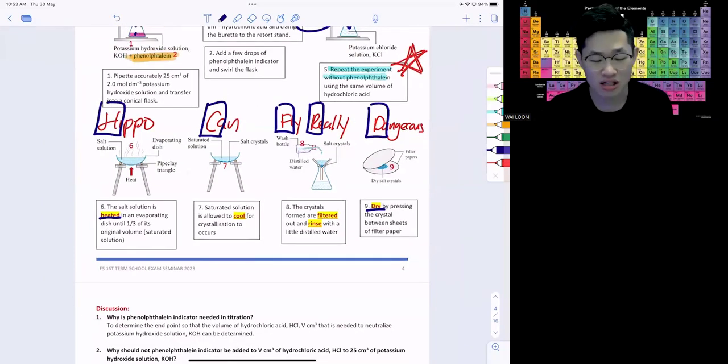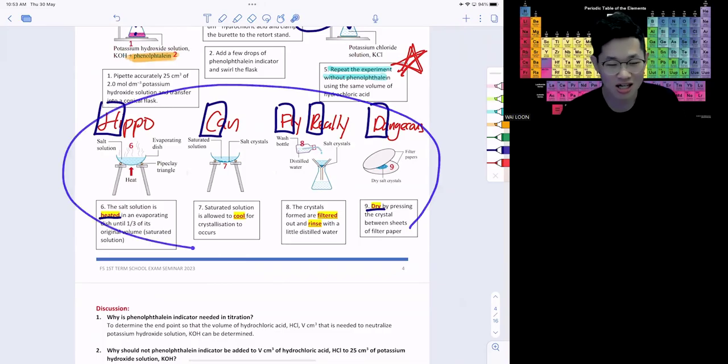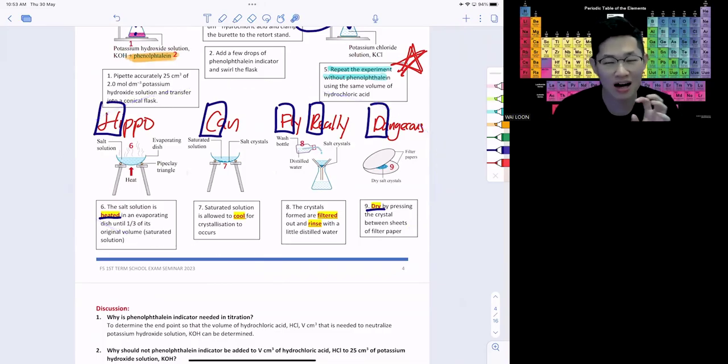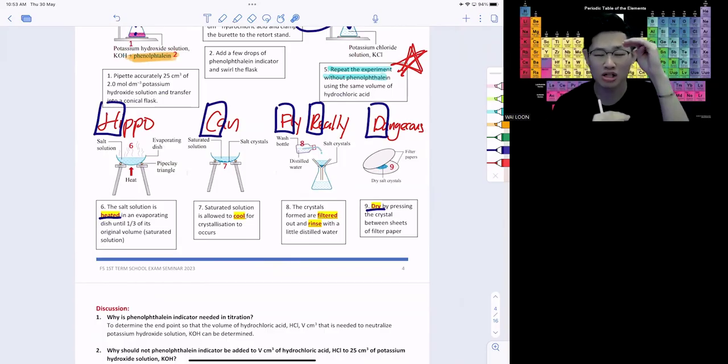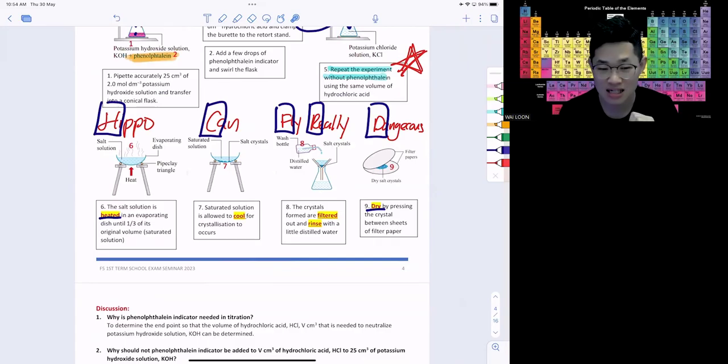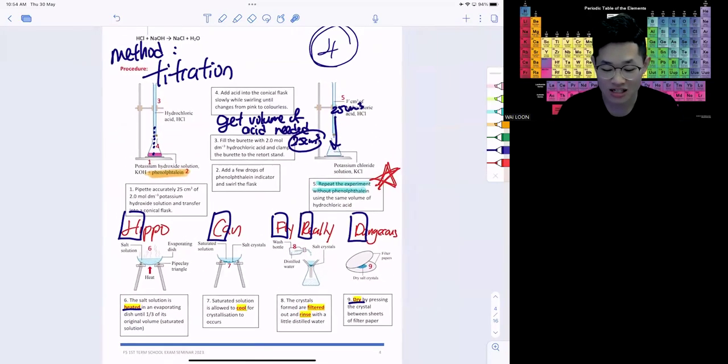These 5 steps are very important because they can always give you 4 to 5 marks for your essay. One essay on preparing a salt is always worth about 10 marks. The first 5 steps in front give you 5 marks, and another 5 steps here give you another 5 marks.